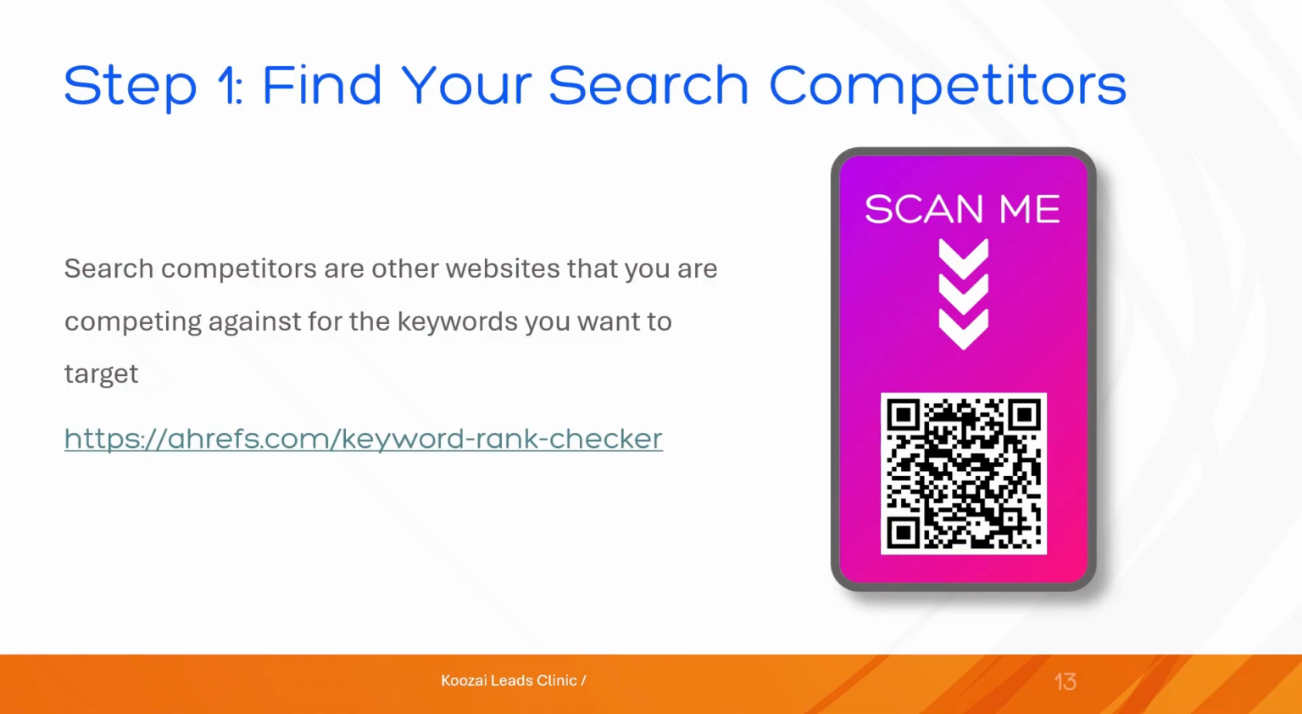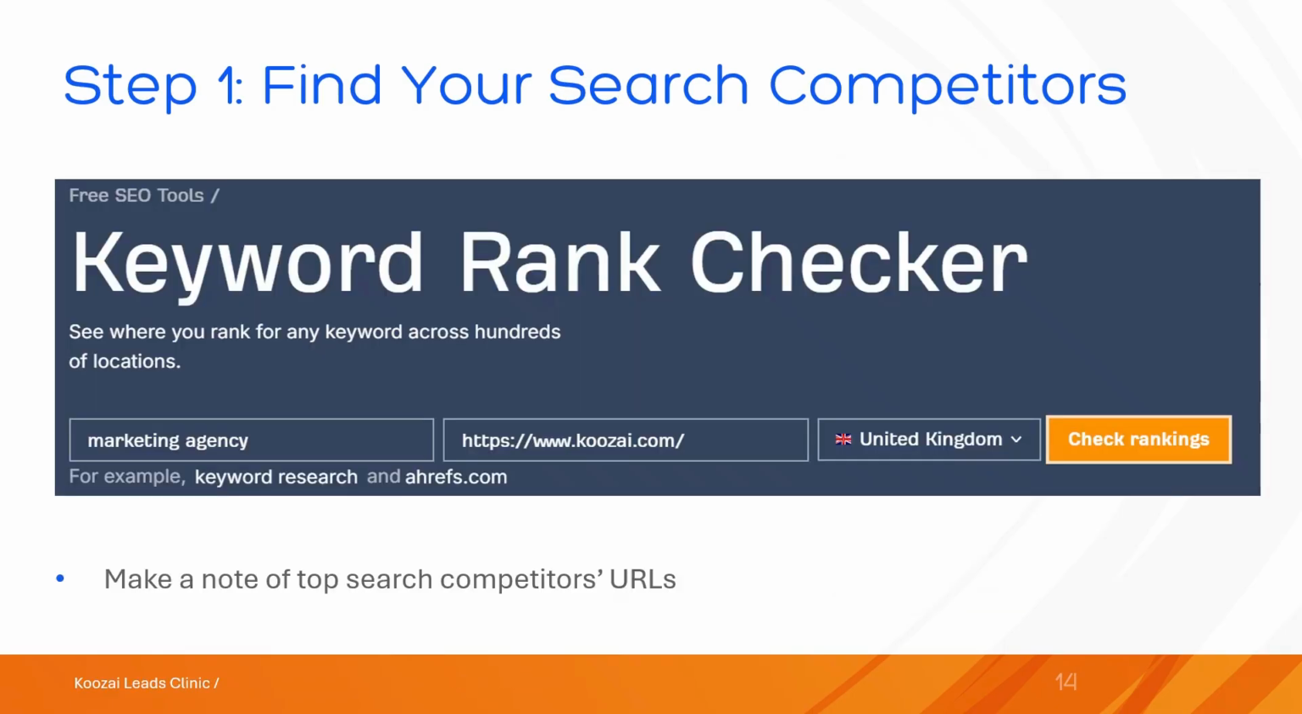So how do you find those search competitors? Well, you can start using tools like Ahrefs and SEMrush, and they will help you to identify who your current search competitors are, at least. So if you go to this link, ahrefs.com/keyword-rank-checker, or if you're using your phone, you can use your camera to access that website with this QR code, that will take you to a tool on the Ahrefs website that will help you to determine who your search competitors are at present.